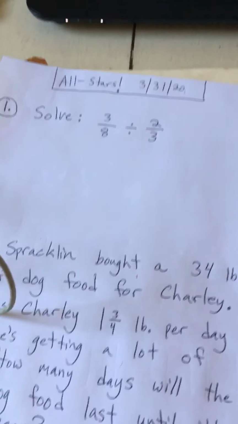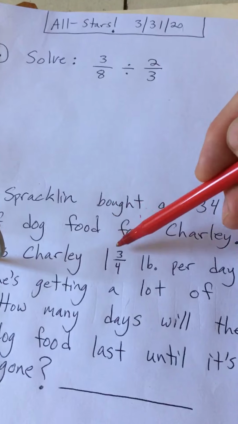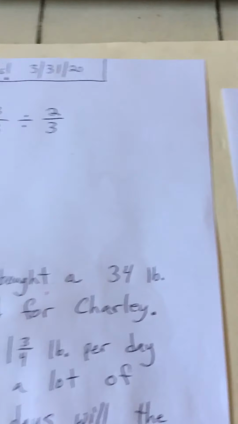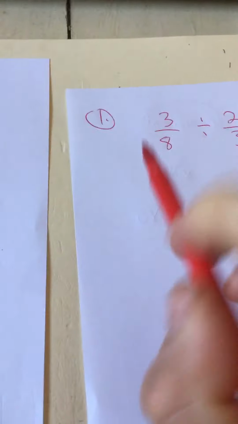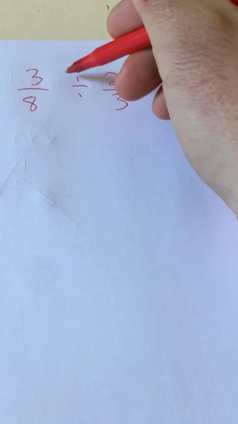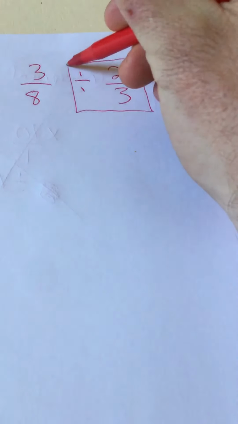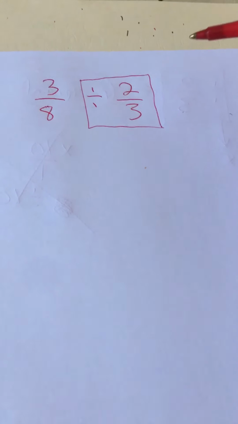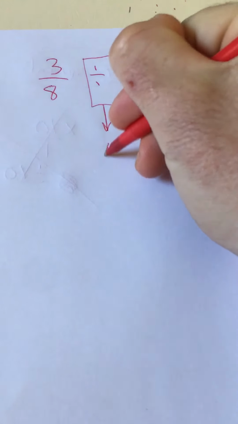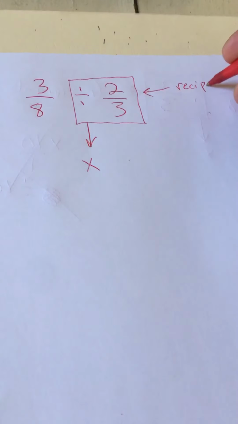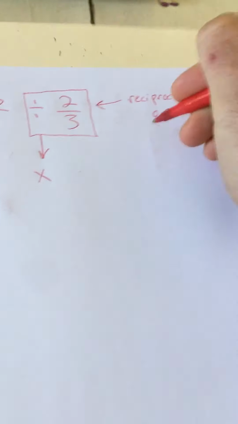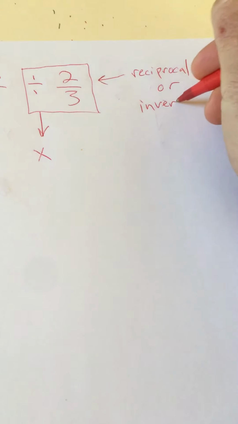Okay, so we're doing 3/8 divided by 2/3. I want to review how to do this before we get into a complicated word problem. Just checking I have the right numbers: 3/8, 2/3. We learned in one of the earlier All-Star videos that you can't really divide a fraction by another fraction. What we're going to have to do is multiply by this fraction's reciprocal, or another way to say that is its inverse.